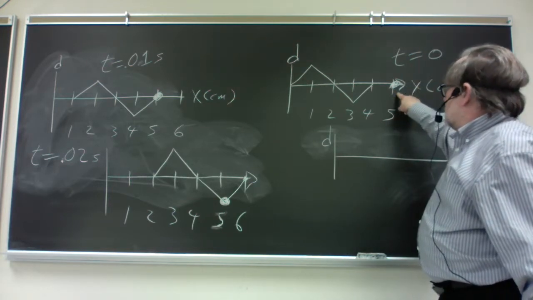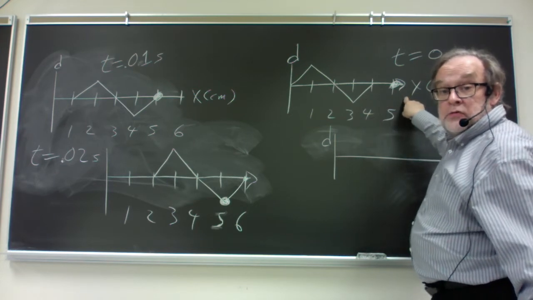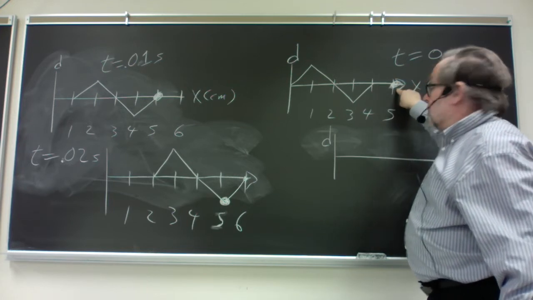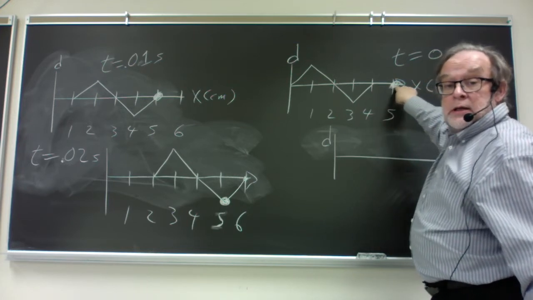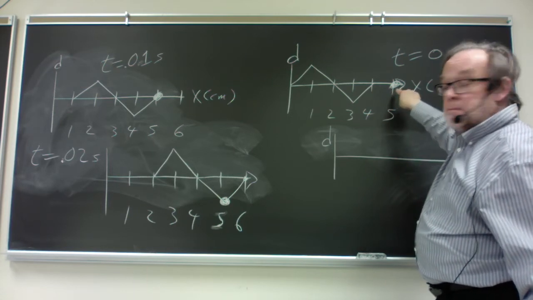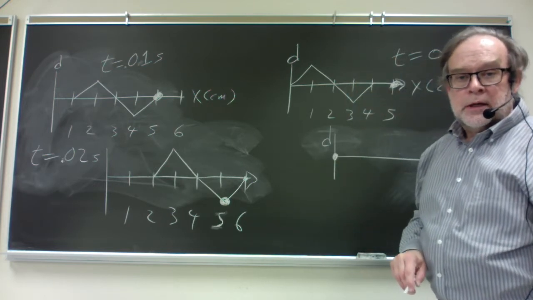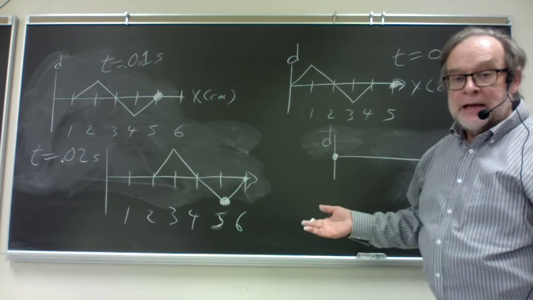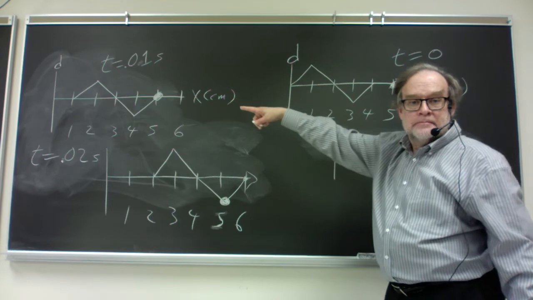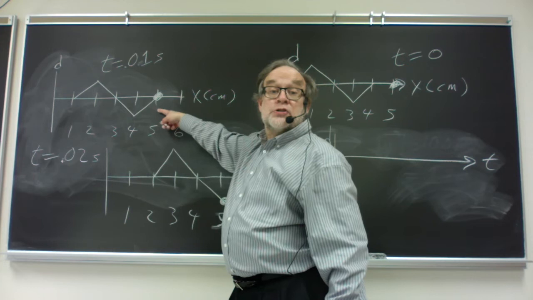Well, right at time 0, the front of the pulse had not yet arrived at 5. In other words, at time 0, the 5 centimeter mark was still in the bit of string that had not been displaced away from equilibrium. So at time 0, the x = 5 centimeter point hasn't been displaced yet. But 1/100th of a second later, the front of the pulse arrives.